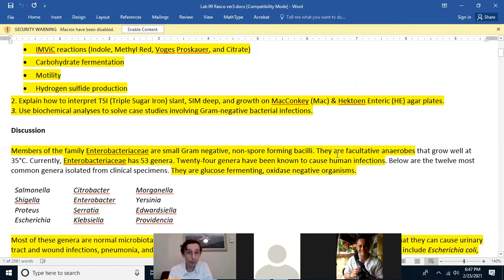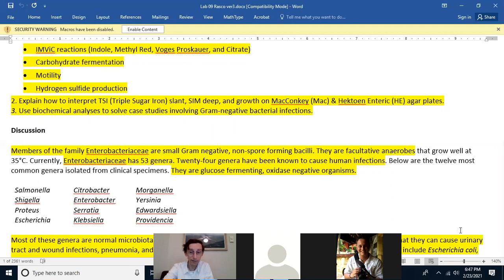There are 53 genera. 24 genera have been known to cause human infections. So realize that this is a large family with over 100 different species and 53 genera. There are several species in a genus, but there are 24 genera that cause human infections.